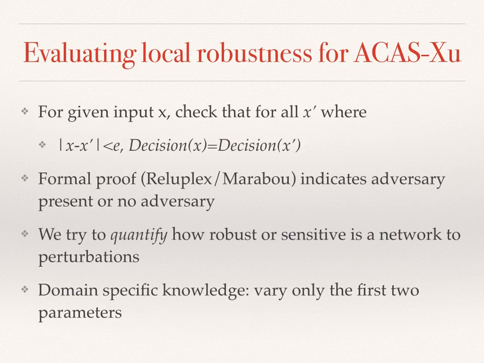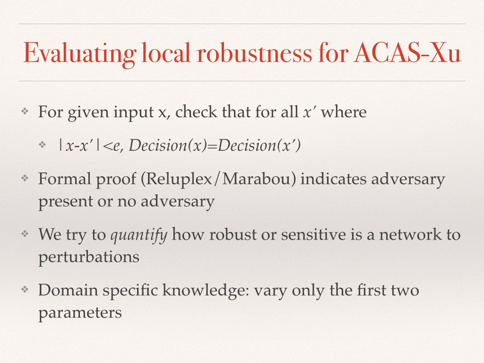So we evaluated local robustness for ACAS Xu, which basically checks for a given input x that for all other inputs denoted with x prime, where the distance between x and x prime measured with some norm, for example in the Euclidean space, is less than an epsilon, then we expect the decision of the network to stay the same for both x and x prime. And while one can encode such formal proofs with a formal verification tool, the result can only indicate that an adversary is present or not.